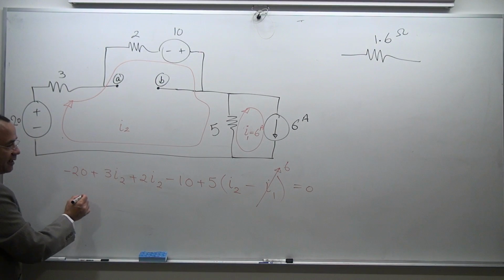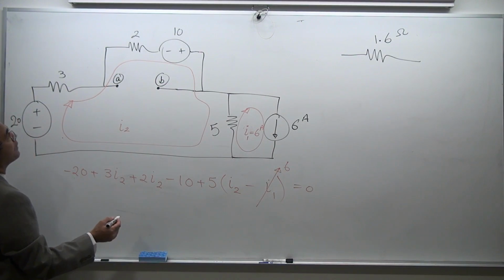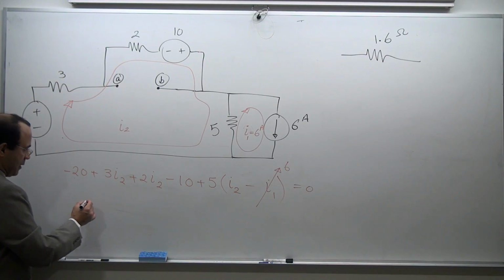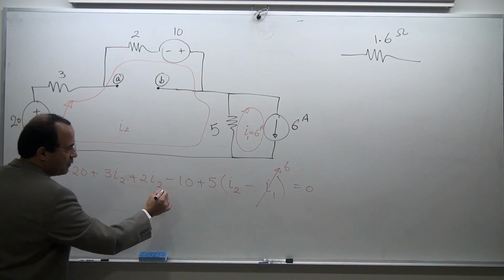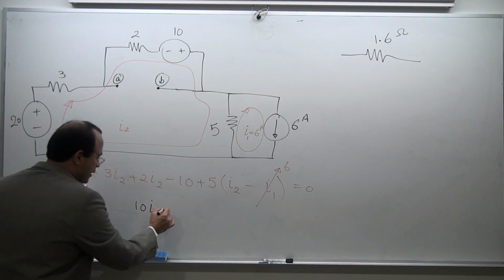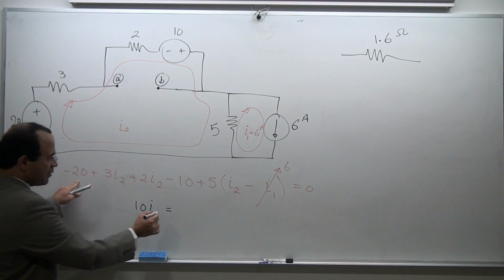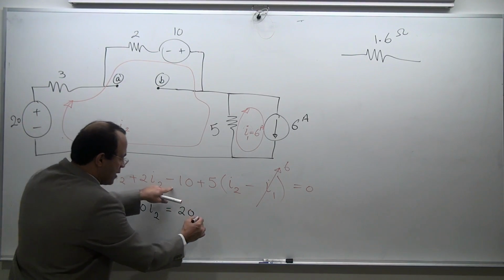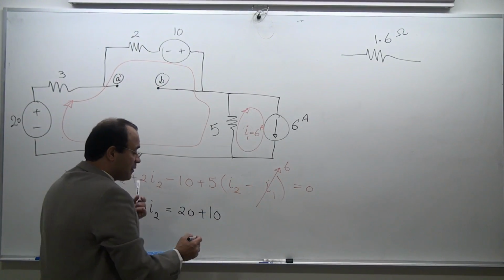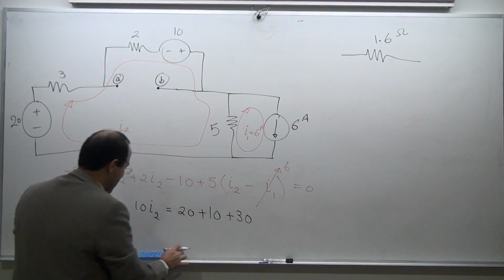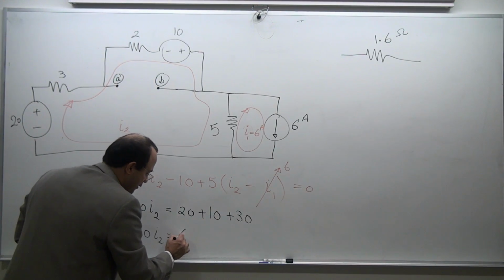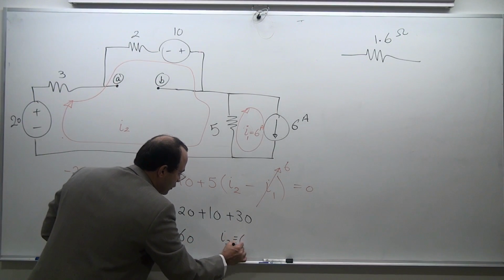Let's solve this. This is minus 20, minus 20. Hopefully we did it right. Okay. 3 and 2 is 5. 5 and 5, 10. So I have 10 I2 safely. Then I have minus 20 going the other side plus. Minus 10 going to the other side plus. 5 times minus 6 is minus 30 going to the other side plus. So this is going to be 10 I2 is equal to 30, 30, 60. I2 is equal to 6 amp.